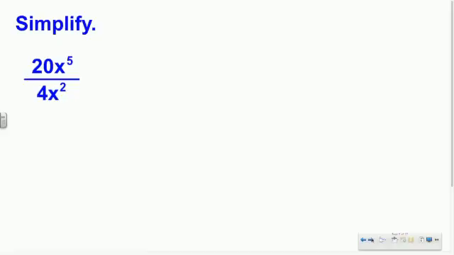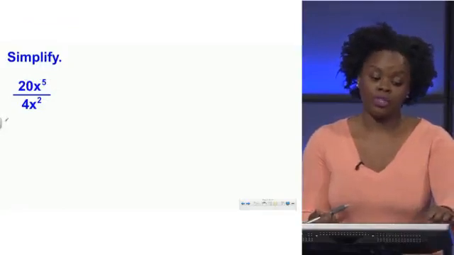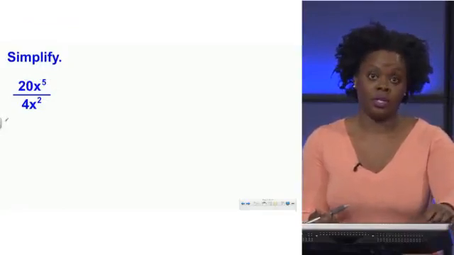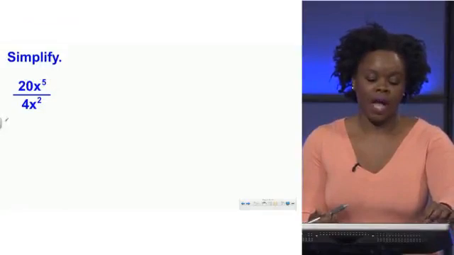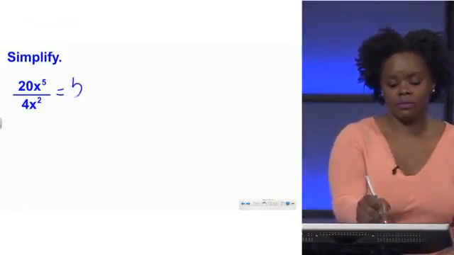All right, so let me jog your memory first so you remember how to simplify something like this, okay? If we apply what we know about the laws of exponents to simplify 20x to the fifth over 4x squared, the first thing that we would do is handle the coefficients. So we'd divide 20 divided by 4, and that's 5.